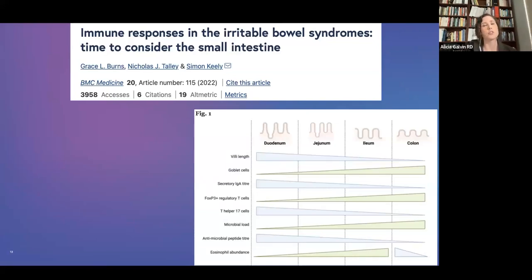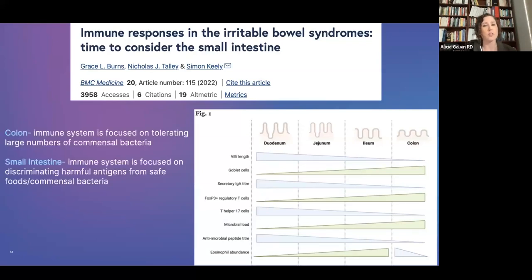But if we think again about the function of these two systems, in the colon, the immune system is more focused on dealing with the massive amount of commensal bacteria that we have. Trillions of bacteria are in the colon, and so there has to be anatomy and physiology that can deal with that. Now, in the small intestine, the immune system is more focused on discriminating: okay, is this a friend? Is this a foe? Is this a chicken protein? That's okay.